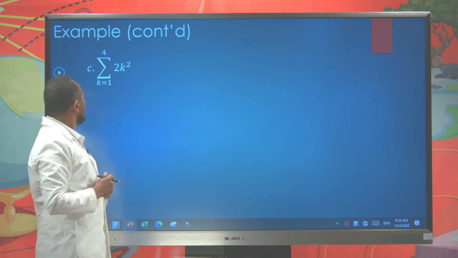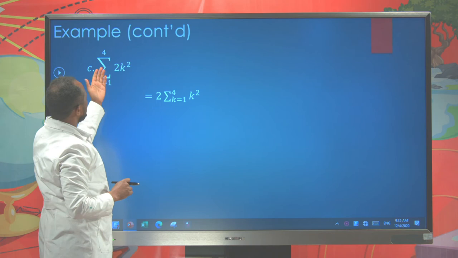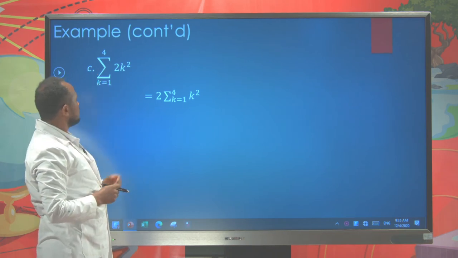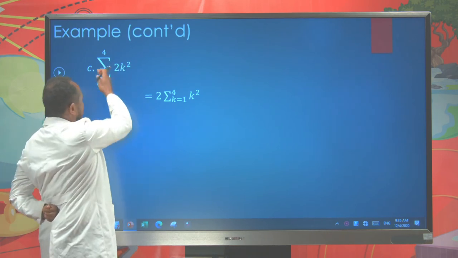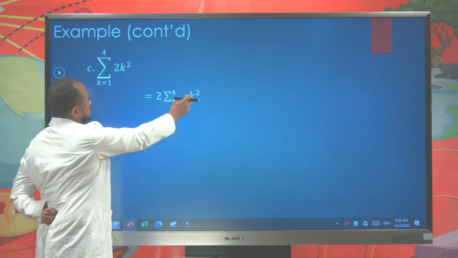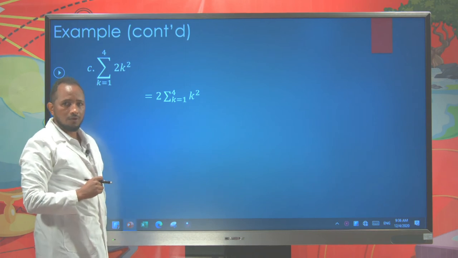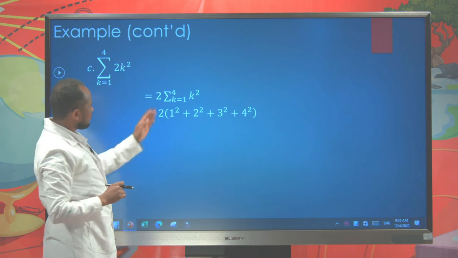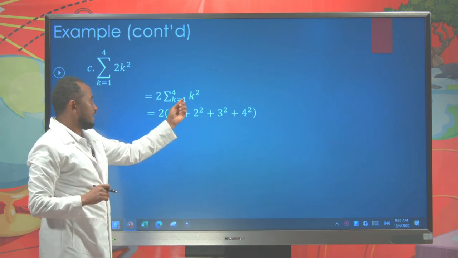Okay, now let's do it together. The summation of 2k squared, where k starts from 1 up to 4, is equal to, you can take 2 outside from the summation, 2 times the summation of k squared, where k starts from 1 up to 4.